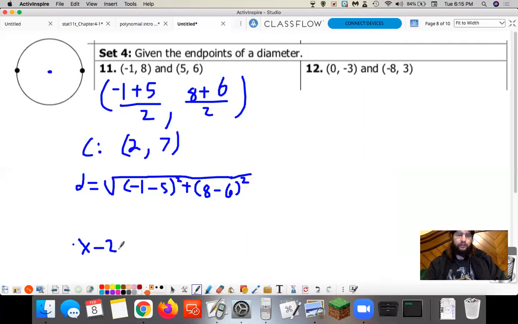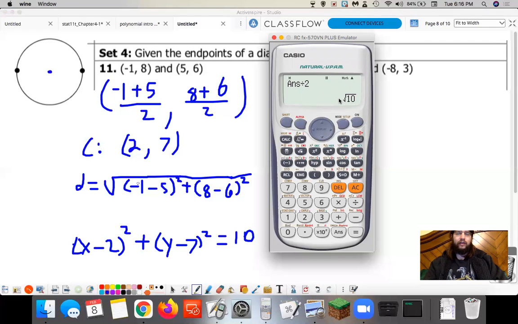(x - 2) squared plus (y - 7) squared equals 10. Now, another way you could have done it, instead of using the diameter and dividing it by 2, we could have just done the center to either one of the endpoints.